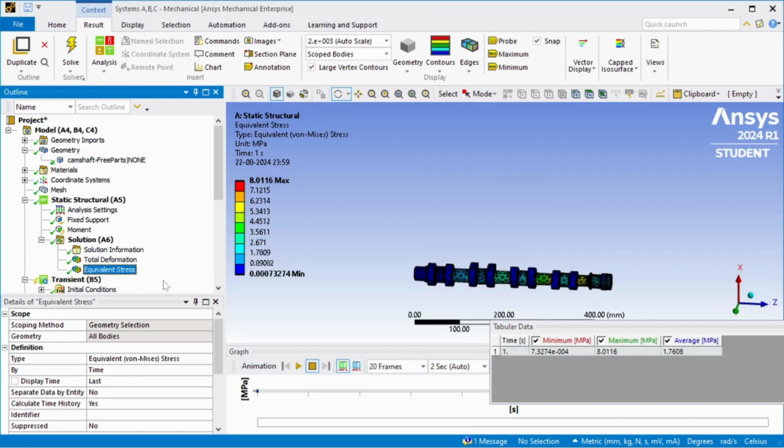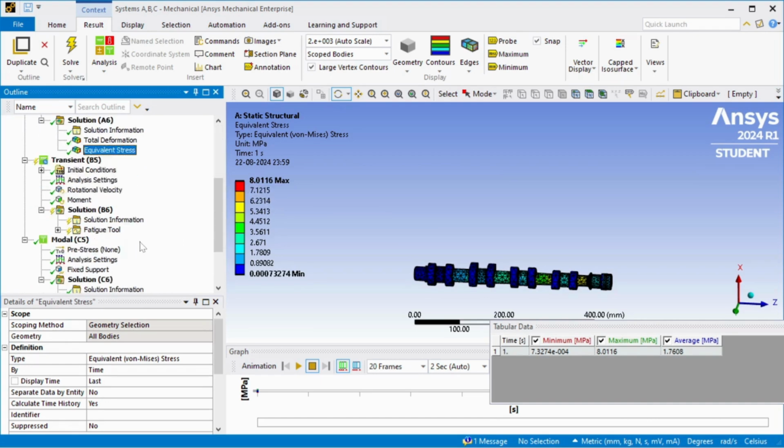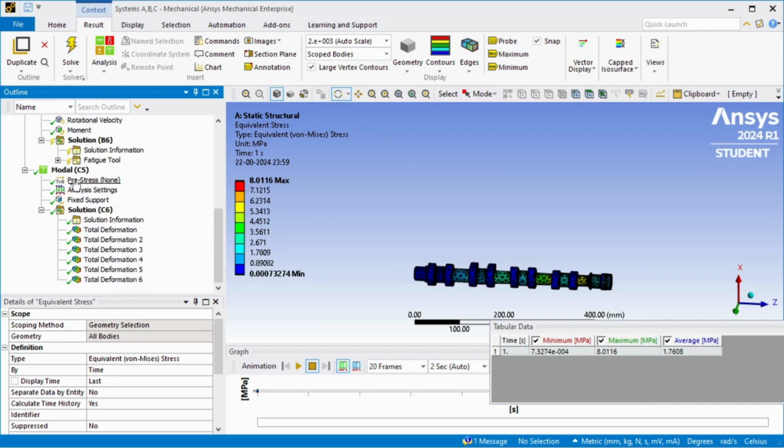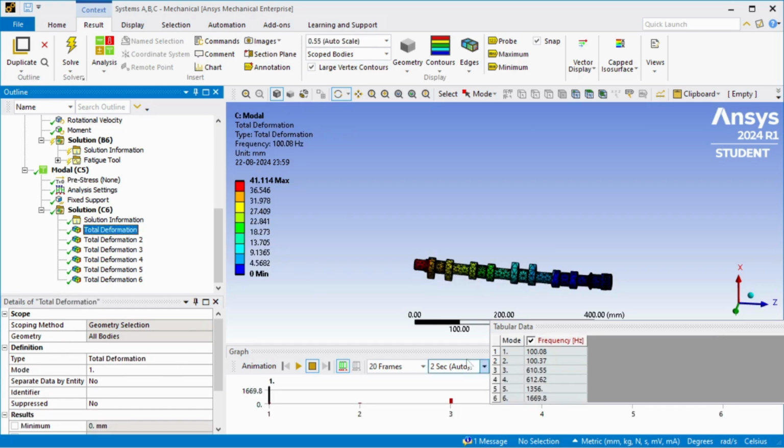The equivalent stress for this material is 8.0116. So let us go to our modal analysis. In this, we can see that the natural frequency for the cast iron or chilled iron is 100 hertz. And this is the deformation that would take place during that frequency.